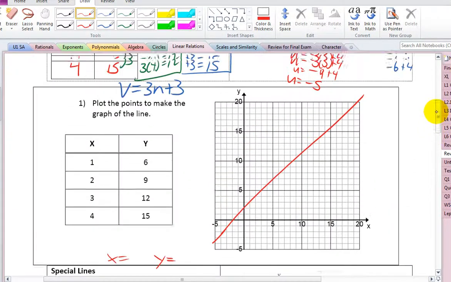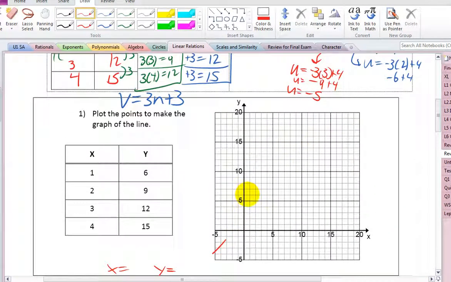Okay, so for this one here, we have 1 and 6 right here. 2 and 9 up here, very steep line. 3 and 12, 4 and 15. Okay, now it should make a straight line. If it's not making a straight line, then you need to go and fix it because something's wrong. Okay, you plotted one of the points wrong. All our graphs are making straight lines.